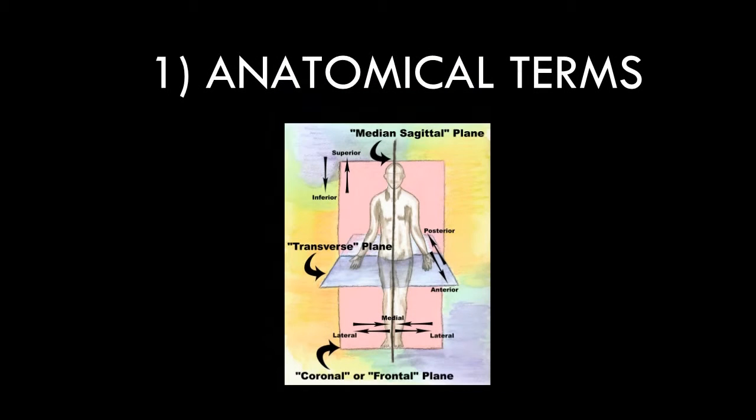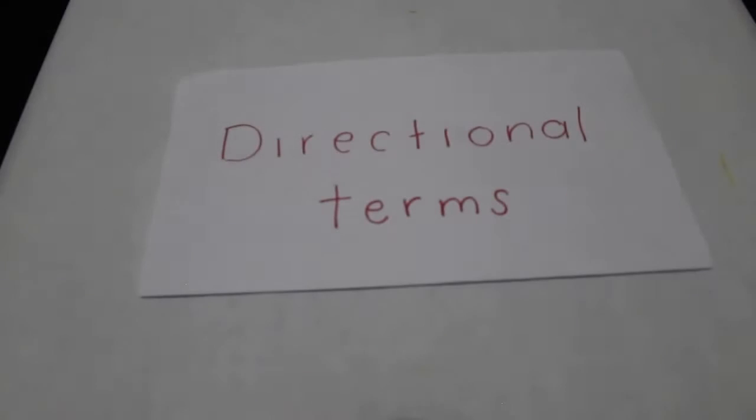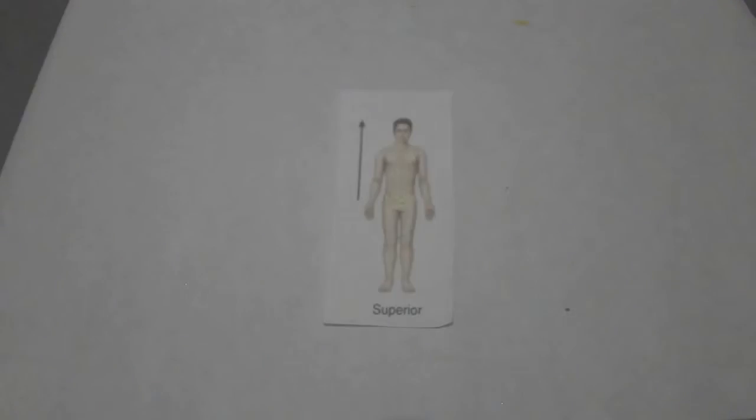Number 1. Explanations and examples of anatomical or directional terms. Directional terms are words that describe the position of one body part relative to another, and they are used to locate various body structures. Superior, toward the head or upper part of the structure. Example, the lungs are superior to the diaphragm.